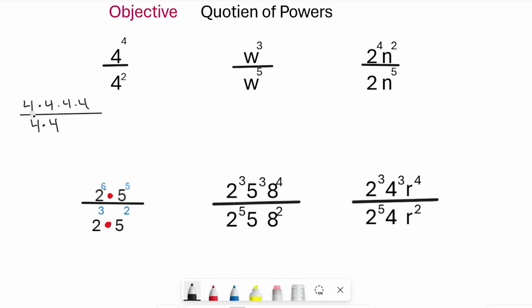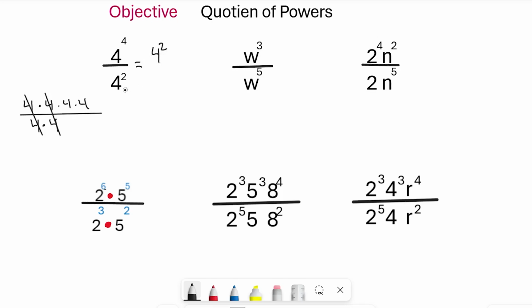So the way how I like to do it is this way. 4 divided by 4, you get 1. 4 divided by 4, you get 1. And you can see what is left. You end up with 4 to the second power.